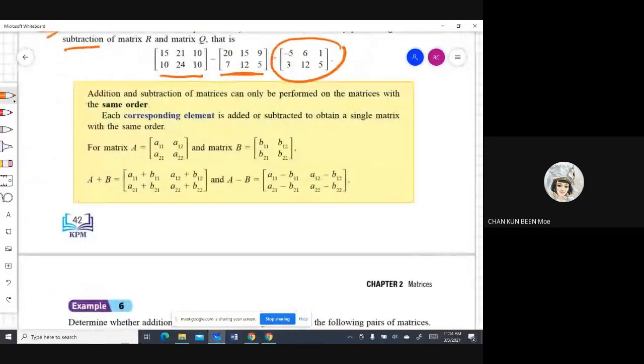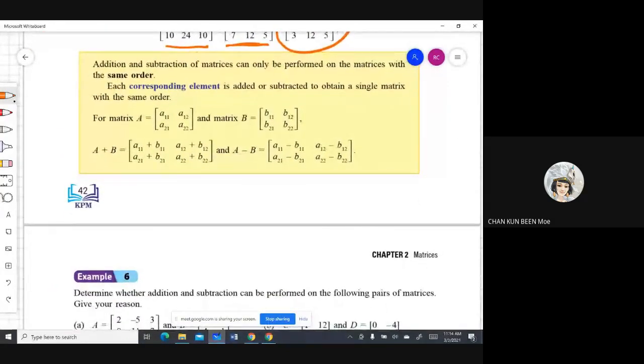Okay, so you look at the yellow box here. Addition and subtraction of matrices can only be performed on the matrices with the same order. So you got to remember this. If the order is different, then you cannot add and subtract. Each corresponding element is added or subtracted to obtain a single matrix with the same order.